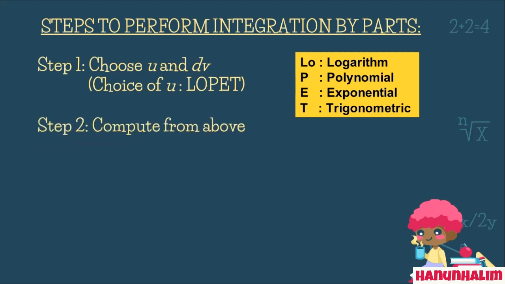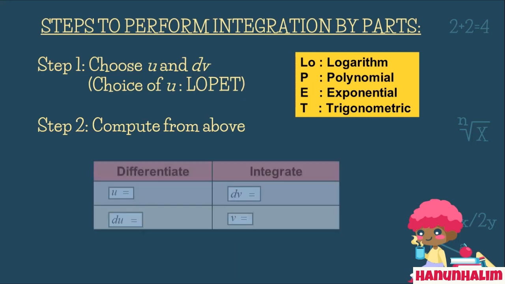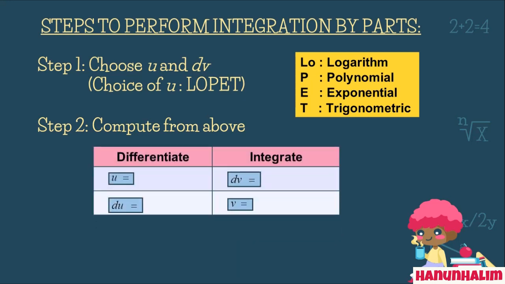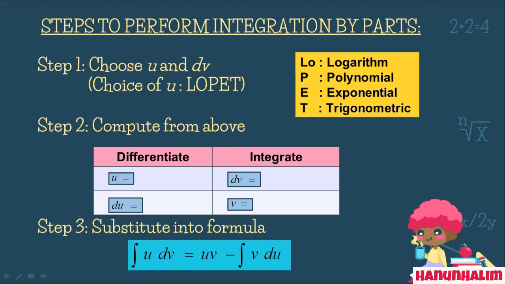And then step 2, we need to compute. For u, we need to differentiate to find du. And for dv, we need to integrate to find v. After that, we must substitute into the formula, which is this formula. Now, let's look at the example.